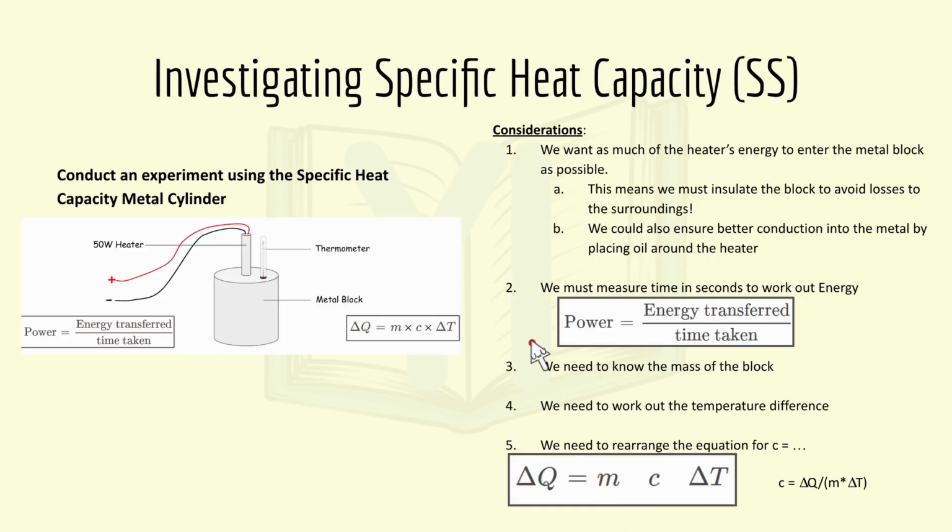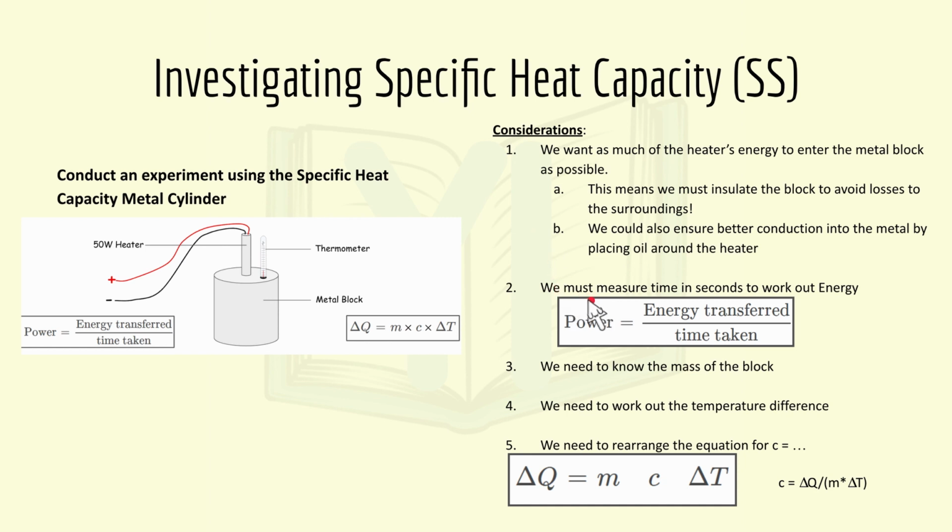So moving on, we have investigating the specific heat capacity, and you can conduct an experiment using the specific heat capacity metal cylinder. So here are some considerations. We want as much of the heater's energy to enter the metal block as possible. This means that we must insulate the block to avoid losses to the surroundings. And we can also ensure better conduction into the metal by placing oil around the heater. And you can have a layer of insulator, like let's say plastic or cotton wool or anything that's good for insulation of heat.